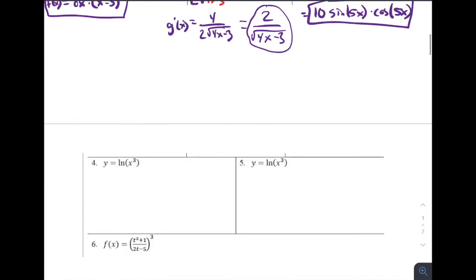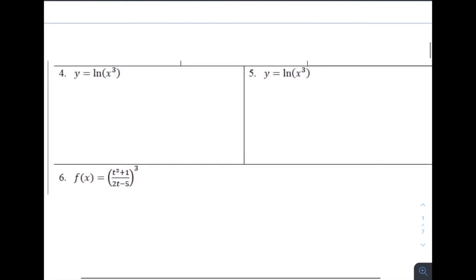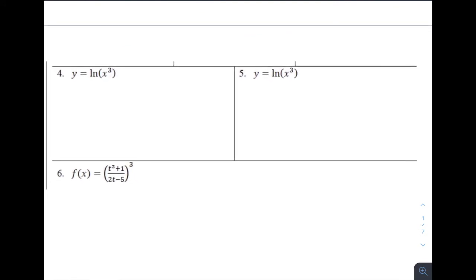Nice, chain rule. All right, we're going to show natural log 2 different ways. So the natural log of x cubed. First way is our regular chain rule. In this case, our outside function is the natural log of x. Let's call that f of x. That's the natural log of x. Our inside function is g of x. That is going to be x cubed.